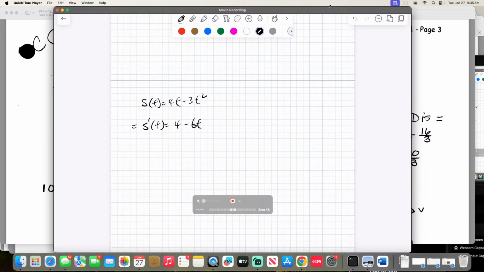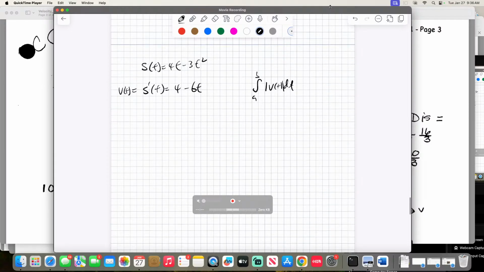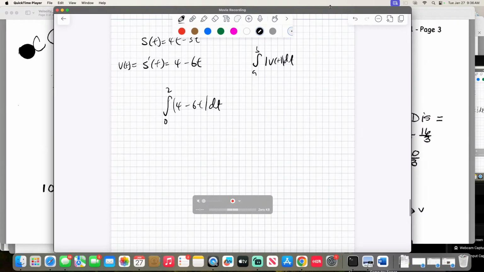And s prime of t is equal to v of t. So we know total distance is the integration of the absolute value of v of t dt, between a to b, right? We said displacement is without absolute value. So let's just say between a to b. It'll be the integration of 4 minus 6t dt between 0 to 2. Now I don't like t, I'm gonna use x. Hopefully that's better. 4 minus 6x dx.